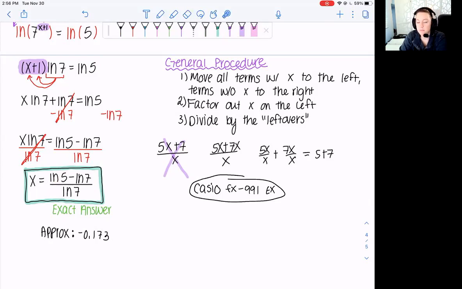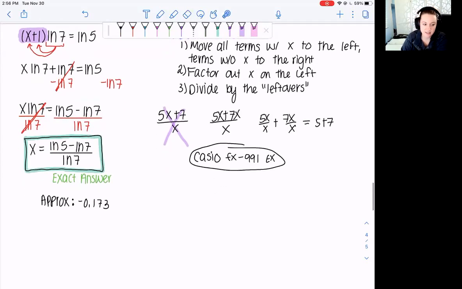But all the problems are going to basically ask for the exact answer, and then they're going to ask for the approximation. That's something to watch out for. And I'm going to start writing down this next problem.